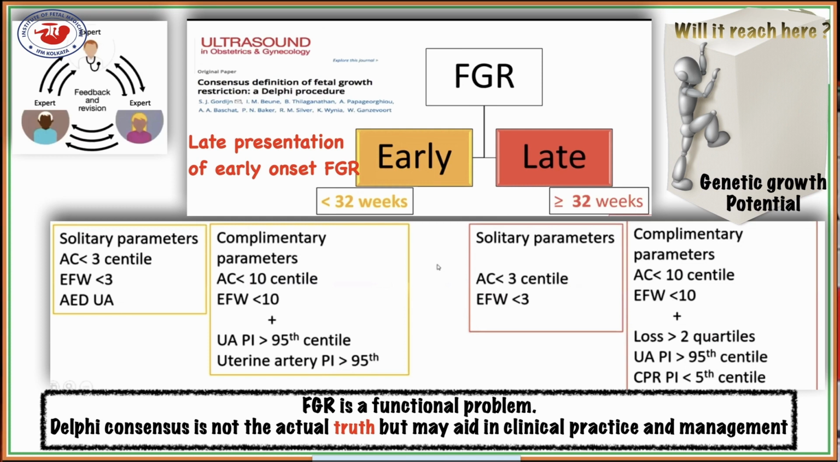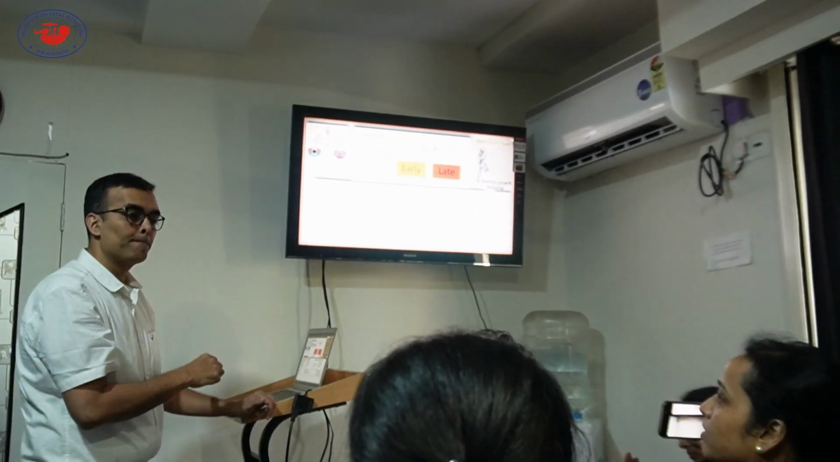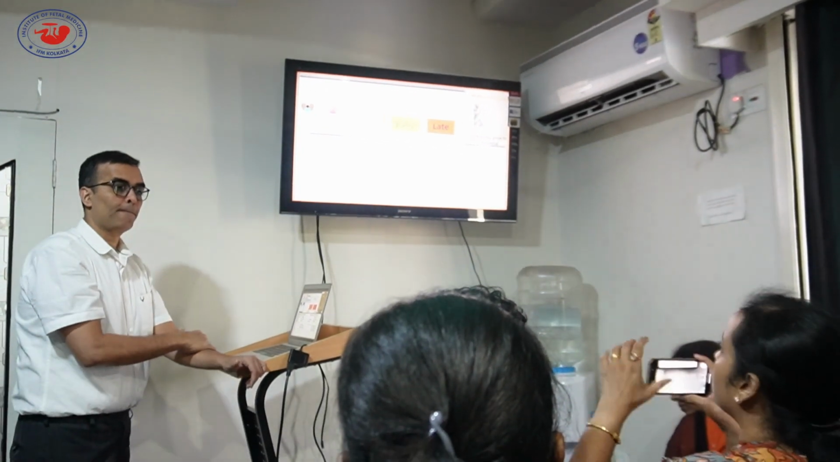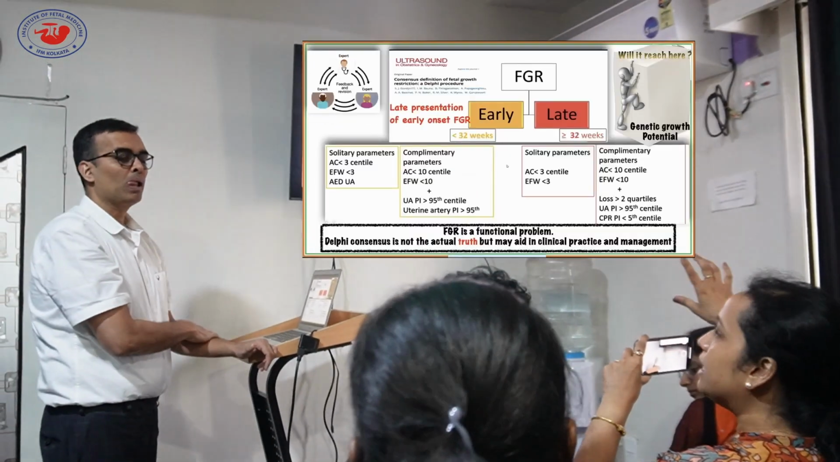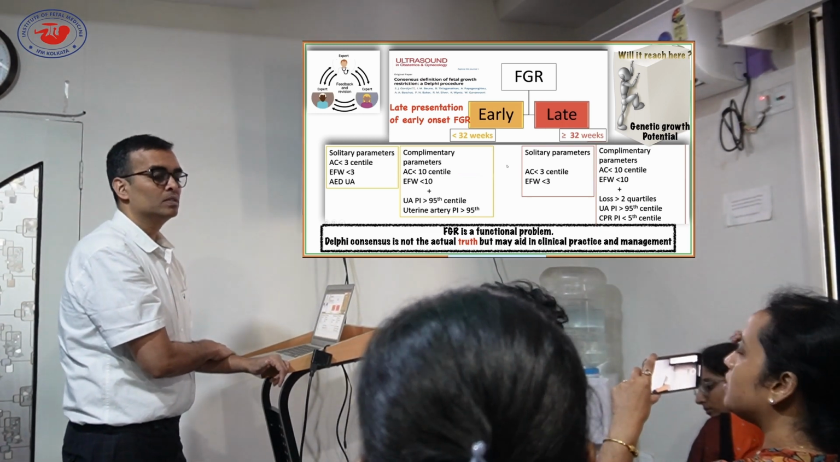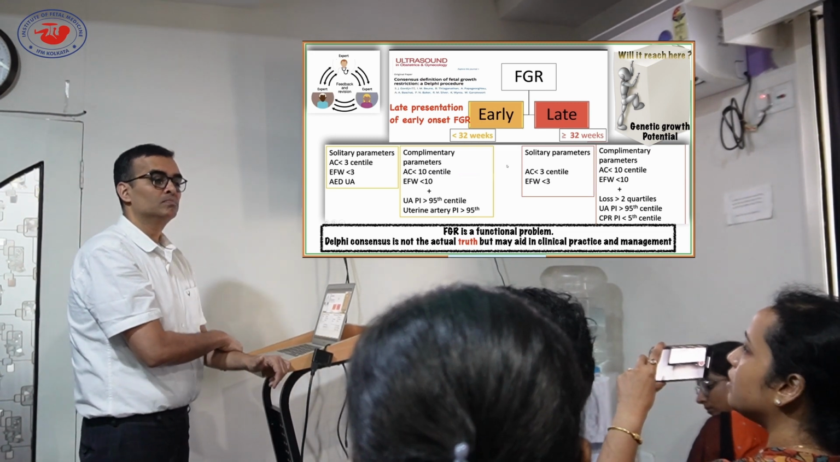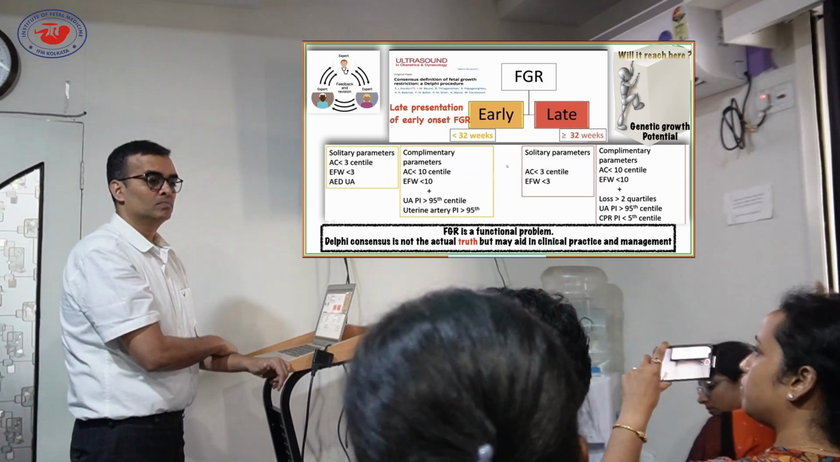So we always discourage that habit and say, every week we will do Doppler, but alternate weeks we will do biometry. When there is a Doppler abnormality, or if the EFW is less than 10th centile only, then we call them fortnightly, meaning after 2 weeks. But if the growth is going normally, even if we call after 3 weeks, we will see the growth going down by 2 quartiles.